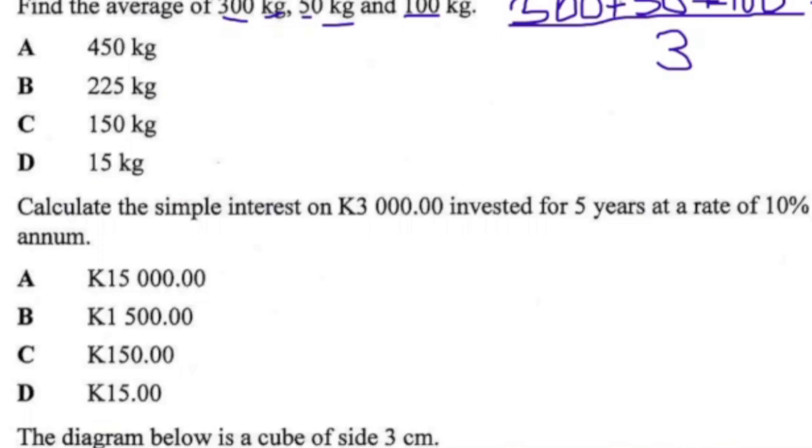Can 3 go into 1? No. Can 3 go into 15? Yes. How many times? 5. Okay, is there any remainder? No. So that means this 0 we haven't used, we will put it to the quotient.